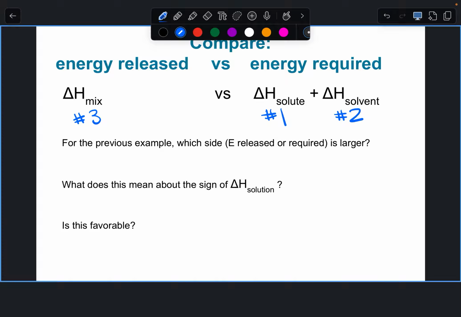So I already said the answers to these questions. I'll just write it down for you. We said which side of this, either the 3 or the 1 and 2, is larger. Well, we said number 3, or the delta H of mixing, was larger. We could just see that from how they drew it, which meant that the sign overall was negative, which meant, yes, it's a favorable process.